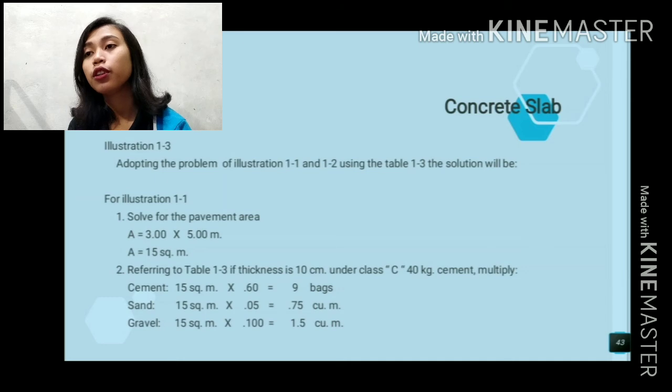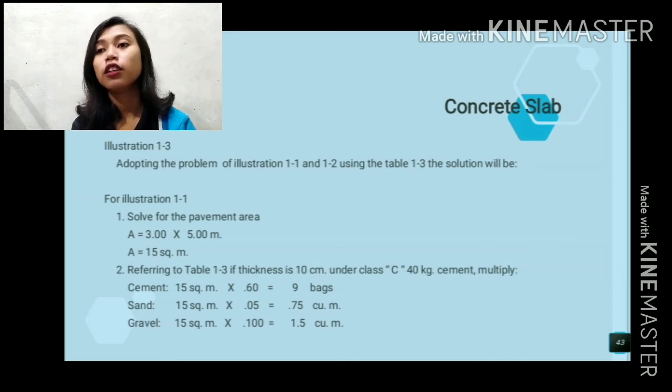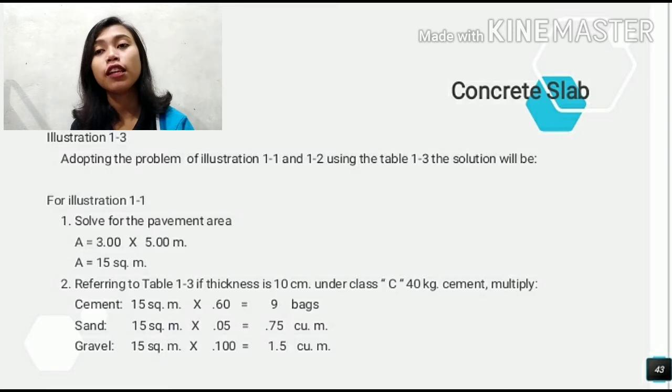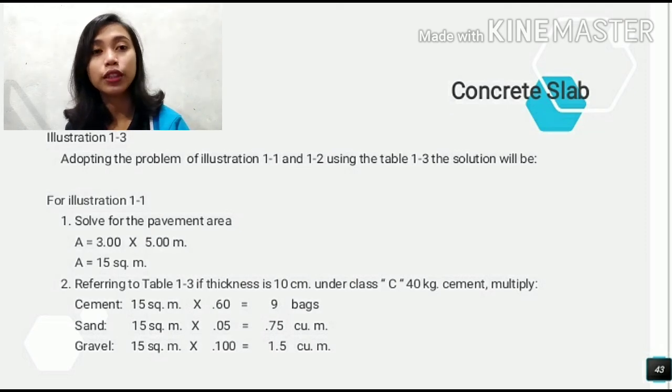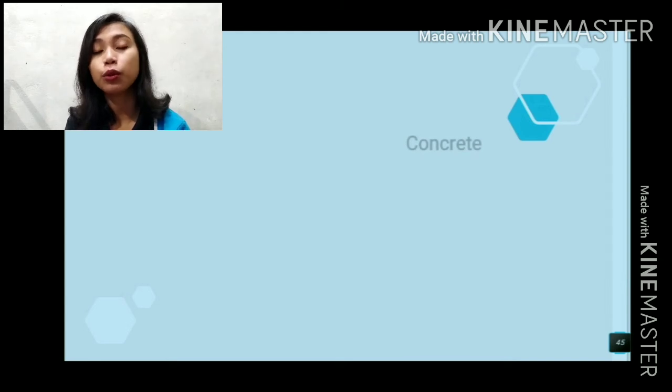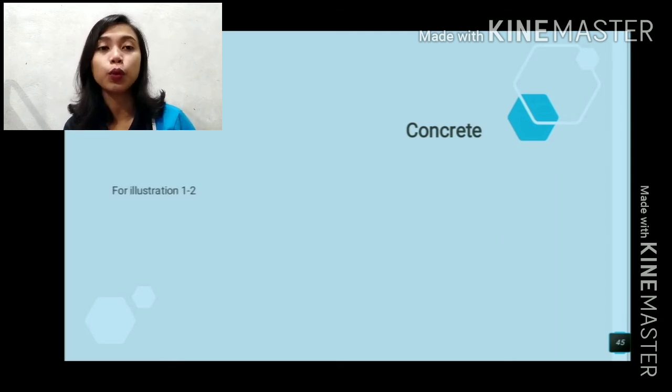And in number 2, referring to table 1 to 3, if the thickness is 10 centimeters under Class C, 40 kilogram cement, we'll multiply first for cement, where the area 15 square meters is multiplied by 0.6, that is equal to 9 bags. So in sand, 15 square meters multiplied by 0.50 is equal to 0.75 cubic meters. And in gravel, 15 square meters multiplied by 0.1 is equal to 1.5 cubic meters.